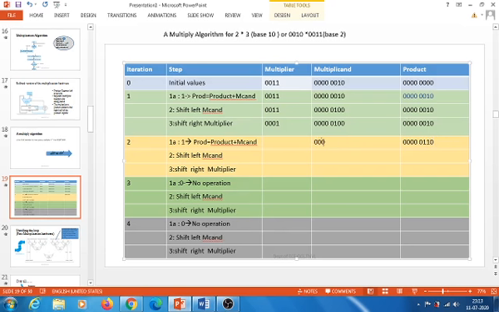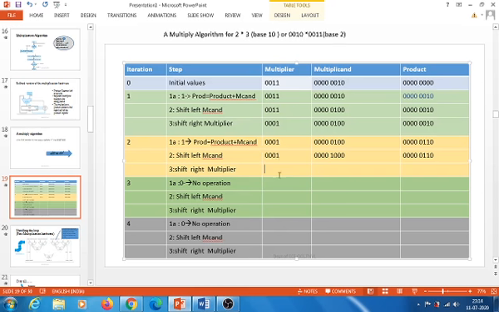That is 0000 0100, and the multiplier will be as it is, 0001. Now I want to shift left the multiplicand. So it comes to 0000 1000. Now the product will be 0000 0110, and the multiplier will be 0001.